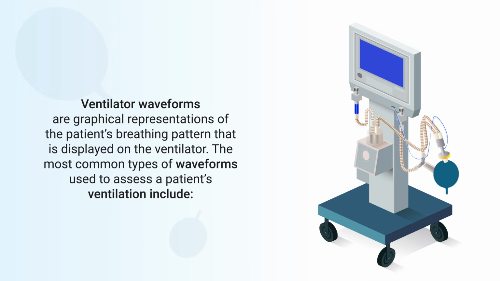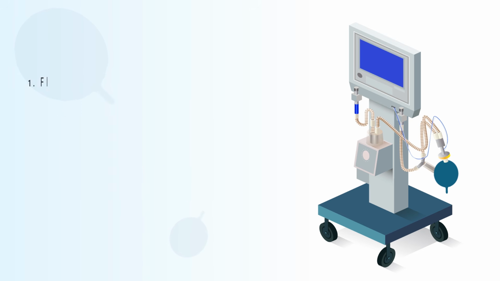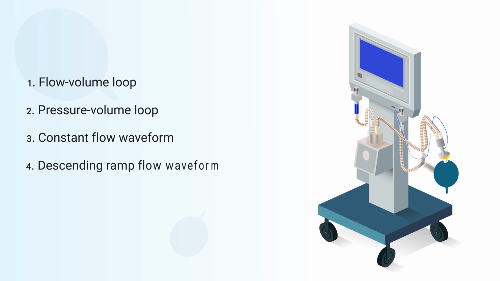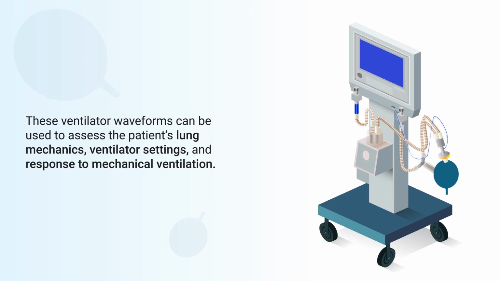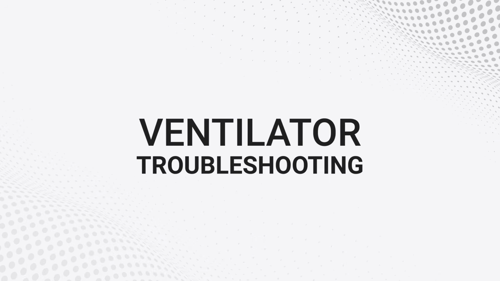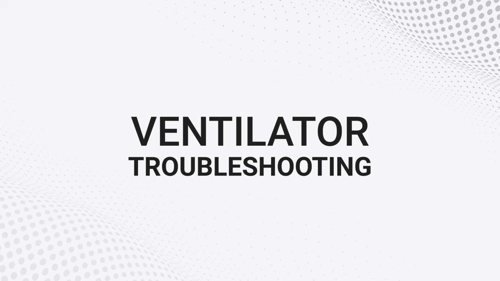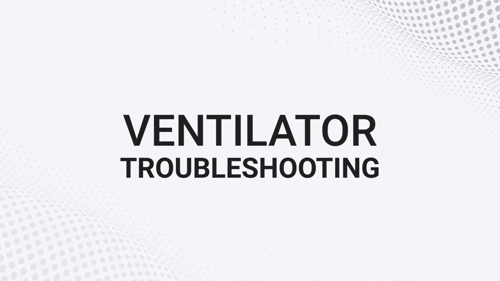Ventilator waveforms are graphical representations of the patient's breathing pattern that is displayed on the ventilator screen. The most common types of waveforms to assess a patient's ventilation include the flow volume loop, pressure volume loop, constant flow waveform, descending ramp flow waveform, pressure time waveform, and the flow time waveform. These ventilator graphics and waveforms can be used to assess the patient's lung mechanics, ventilator settings, and response to mechanical ventilation. And they should also help with ventilator troubleshooting, which is the next topic that we need to discuss.